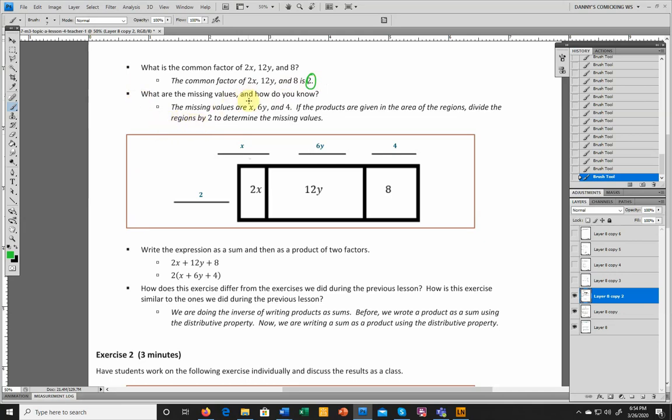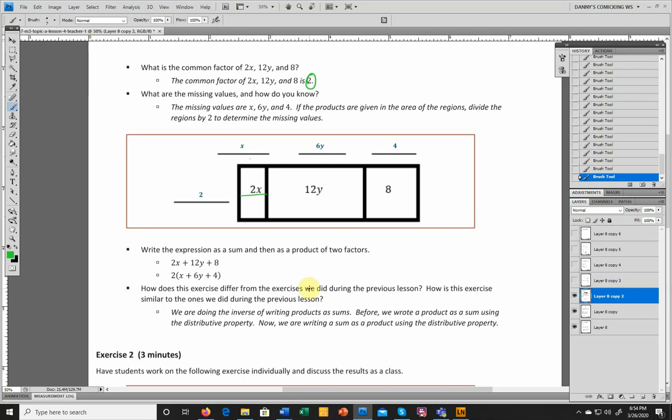What are the missing values, and how do you know? Well, 2x, that means this is x and there's 2 of them. So you have 2, right? 6y, so you'd have 6y in here, and 4 in the last one. Why 4? Because that is what you multiply by 2 to get 8. Why 6y? Because that is what you multiply by 2 to get 12y.